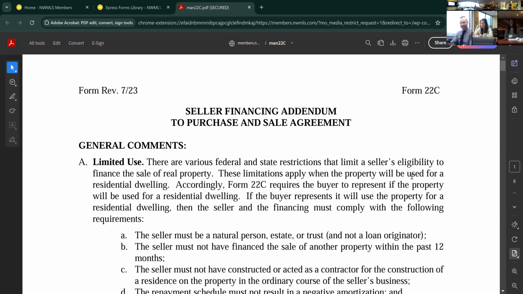That's what it used to be called. It just came to me. So they finally changed it around to seller financing, which is truly what it is.